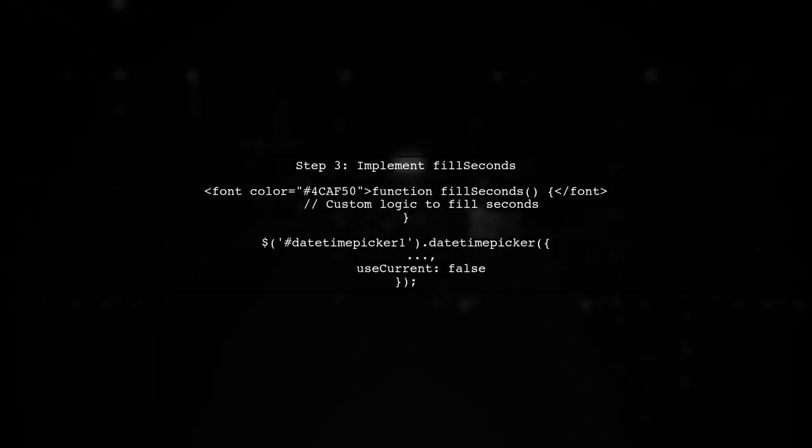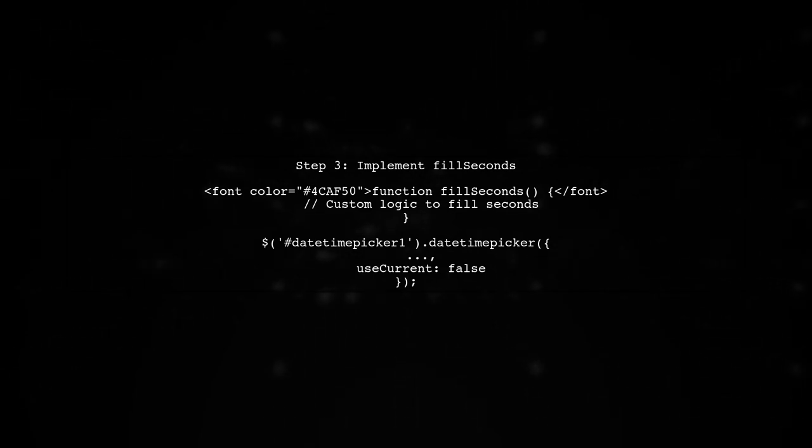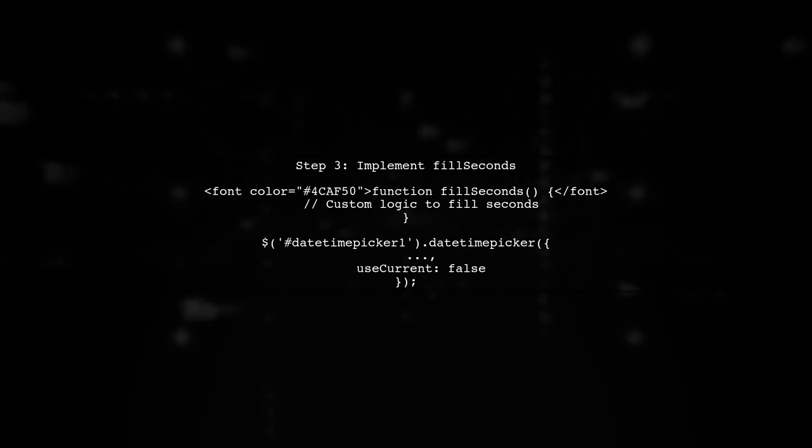Now, let's implement the Fill Seconds function mentioned in the developer guide. This function will help populate the seconds in the Date Time Picker.